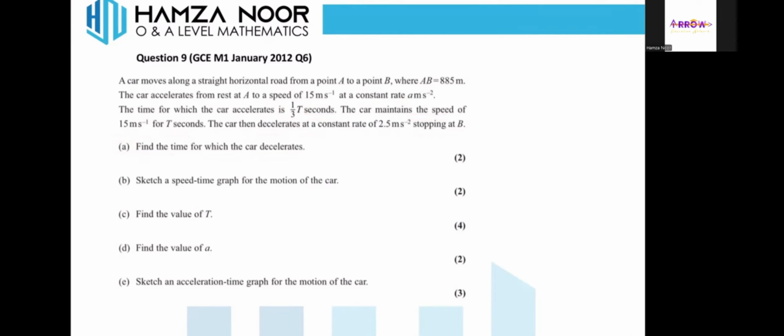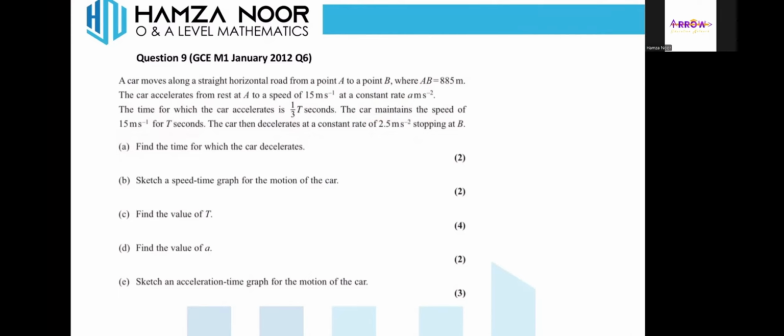Here we have 3 stages of the journey. First is the acceleration part of the journey. The second is constant speed of 15 meters per second for t seconds. Then the third stage of the journey is the deceleration part, where the rate of deceleration is given to us in the question. So for part A, we just need to consider the deceleration part of the journey.